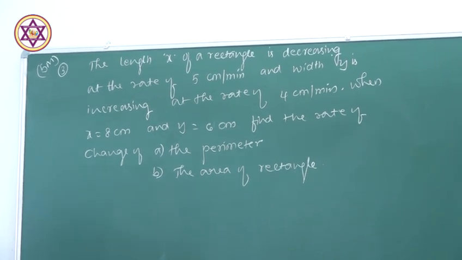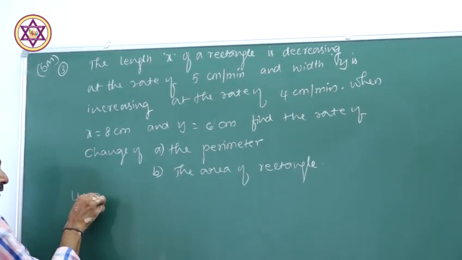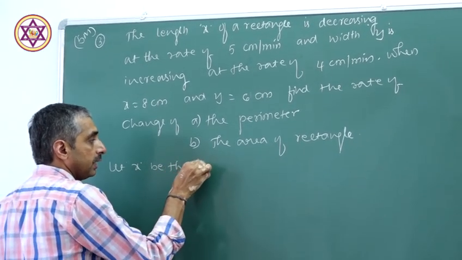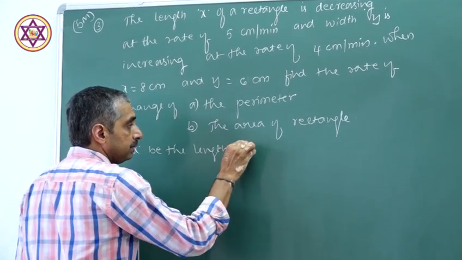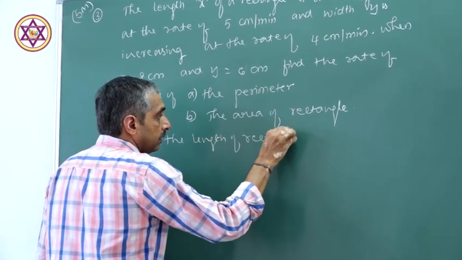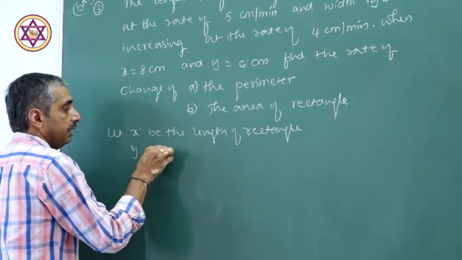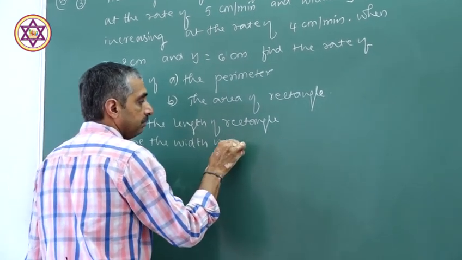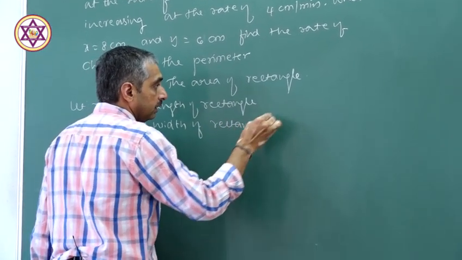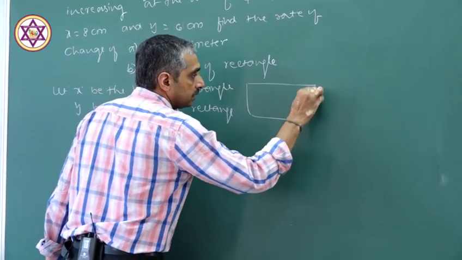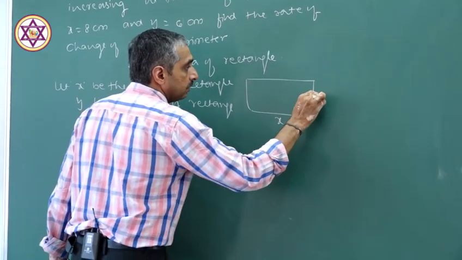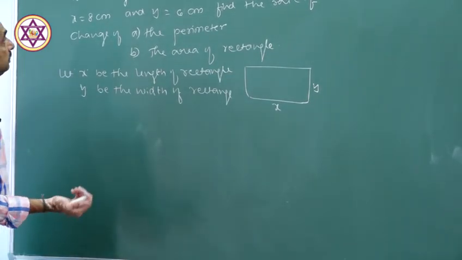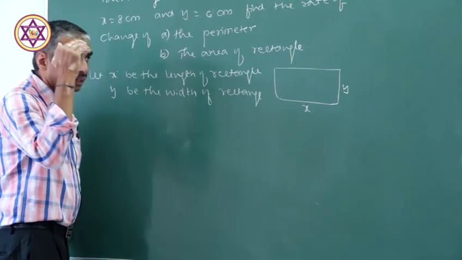perimeter and area. So now let us start. Let x be the length of the rectangle, and y be the width of the rectangle. See, x is the length, y be the width of the rectangle. So now see, what is length of the rectangle doing, is it decreasing?